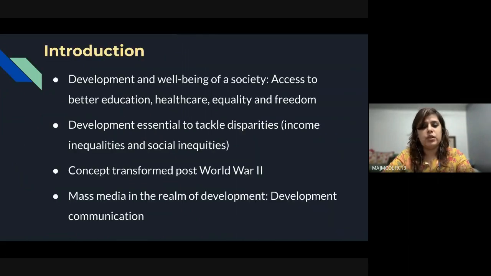came about when World War II took place, specifically after that. And development, if we talk about what it is, it is access to better education, healthcare, equality, freedom, and basically to tackle all kinds of disparities, whether it's income or social disparities that one may face at all phases of life.